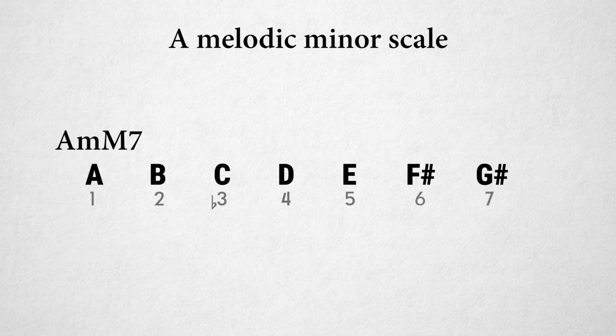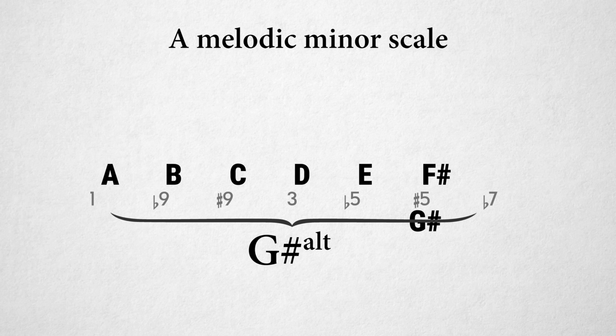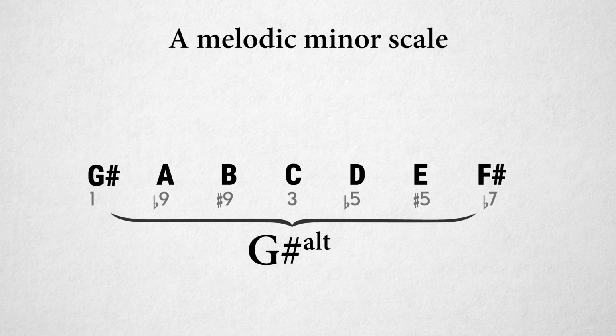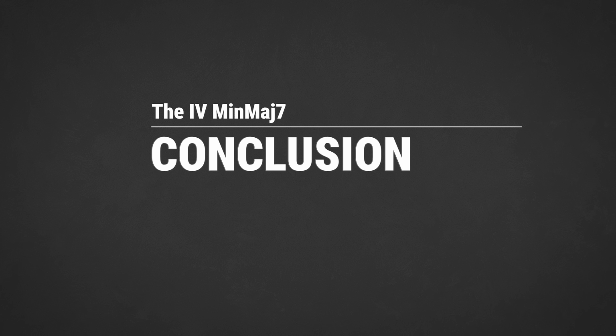Some side information, the A minor major 7 chord is also the tonic of the A melodic minor scale, which can be used over a G sharp altered chord to create a G sharp altered scale. Sometimes the A minor major 7 arpeggio is used over the G sharp altered chord. So there's a link too between the minor major 7 chord and the altered chord.